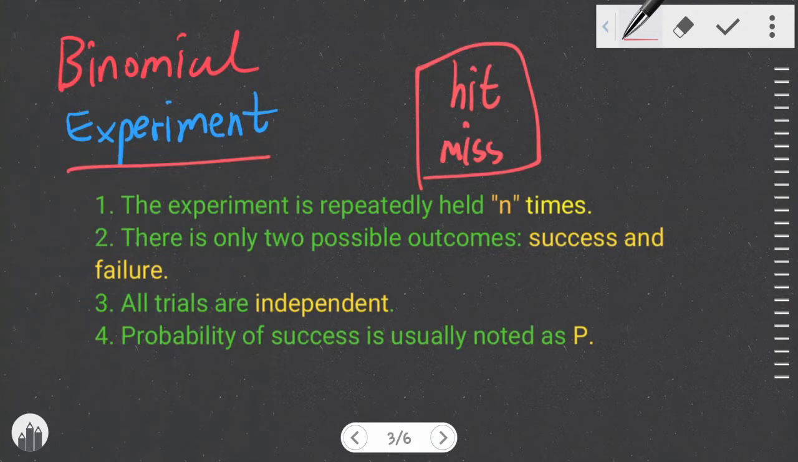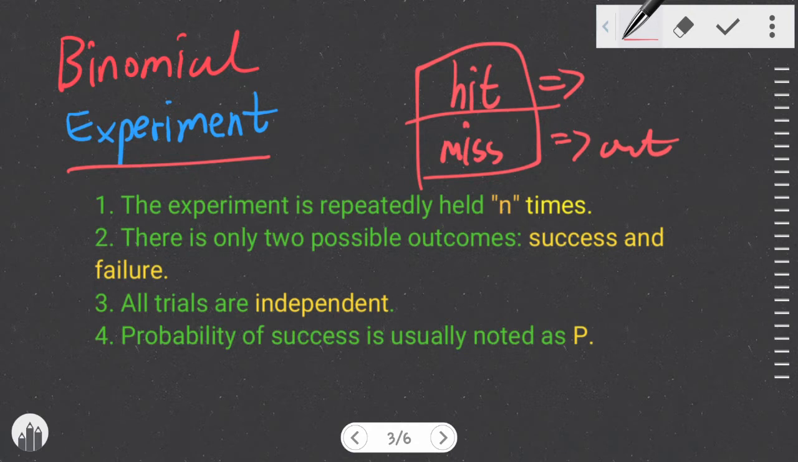To understand binomial probability, we need to understand what a binomial experiment is. A binomial experiment is an experiment that is repeatedly held n times. It's not only happening one time, but we keep on running the same experiment or trial. And there are only two possible outcomes in this experiment, success and failure. For example, in baseball, there is a probability where the batter would hit the ball or miss the ball, whether he records a hit or an out.